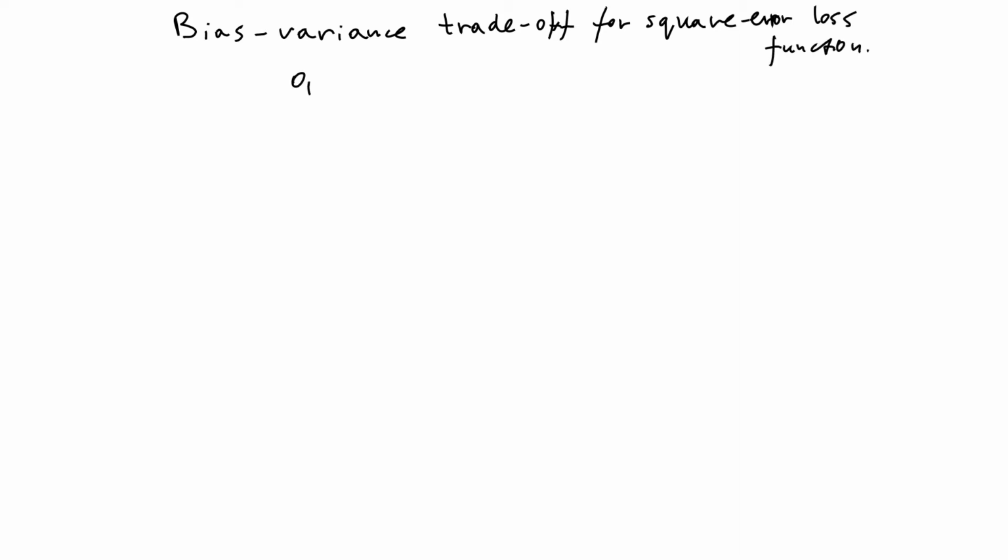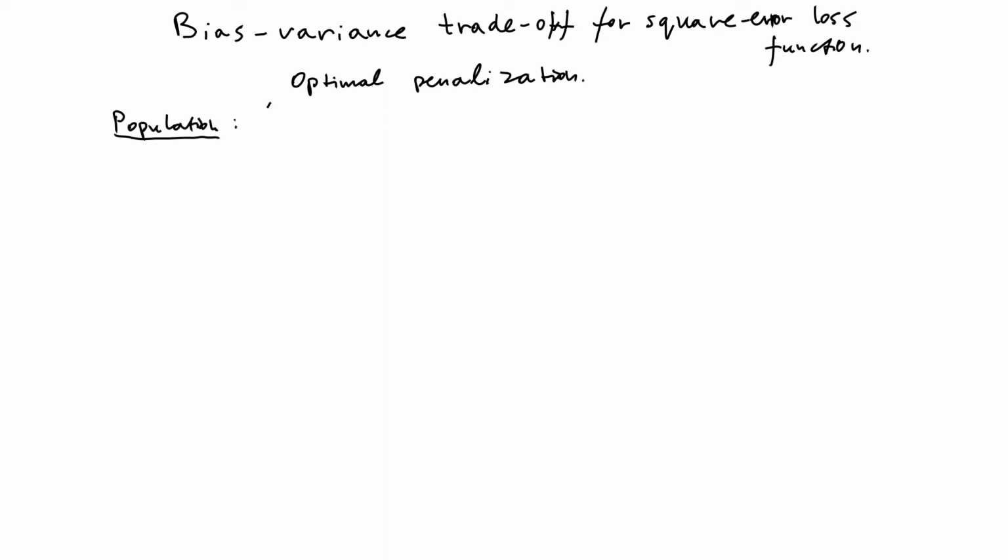This video is about the bias-variance trade-off for the square error loss function and optimal penalization. Consider a population of just 6 observations, the numbers from 1 to 6. Their average, or expected value, mu, is equal to 3.5.